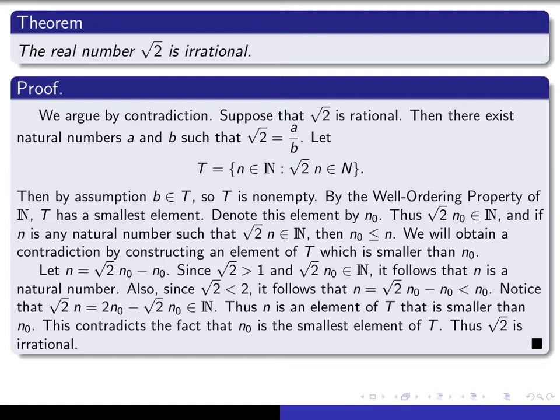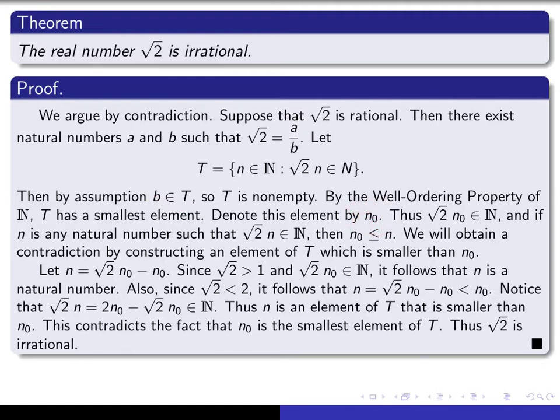Now, we've assumed that root 2 can be written as a over b, so that means if we multiply b by root 2, we get a out of it, which is a natural number. So that proves that b is an element of this set T, and so in particular T is non-empty. So now we can apply the well-ordering property of the natural numbers to the set T. Because we have a non-empty set of natural numbers, the well-ordering property says that T must have a smallest element, and we're going to denote that smallest element by n0.